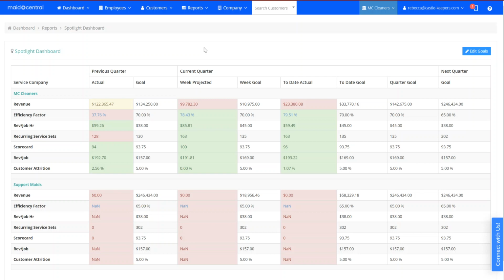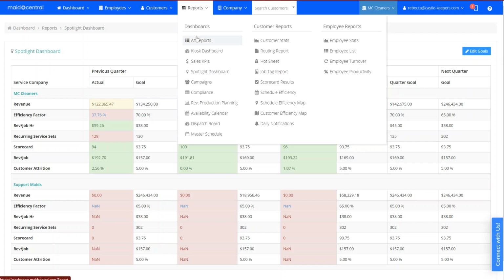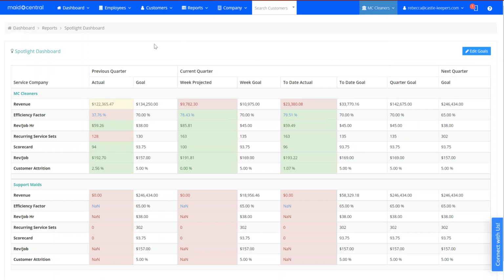Hey, so we're going to focus on the Spotlight dashboard and setting up your goals for the quarter. So, the Spotlight dashboard, where can you find it? Under Reports, right under your dashboard, you'll find your Spotlight dashboard. And this is our Spotlight dashboard.